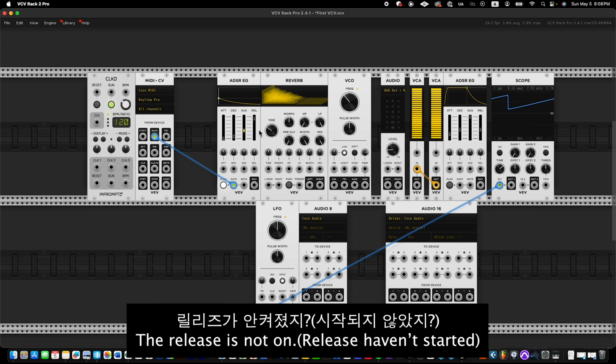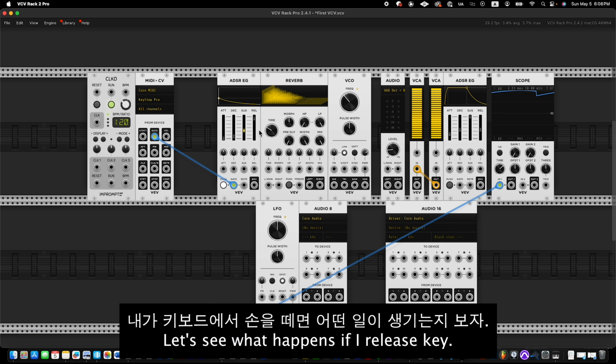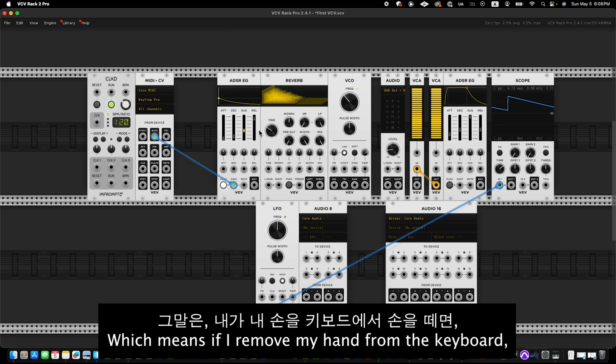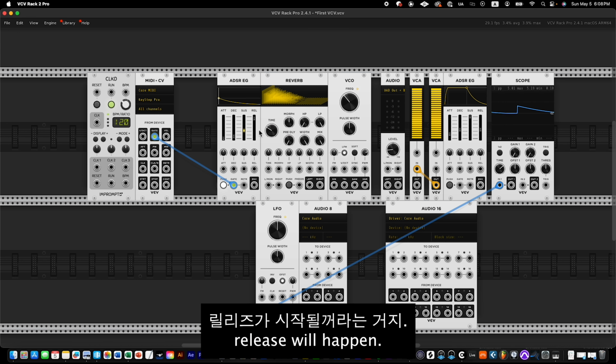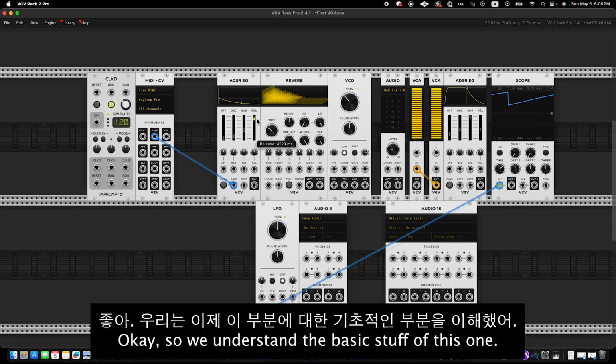The release is not on. I'm still pressing the keyboard. Let's see what happens if I release the key. The release will start when I release the key from the MIDI keyboard, which means if I remove my hand from the keyboard, release will happen. The release is happening. Okay, so we understand the basics of this.